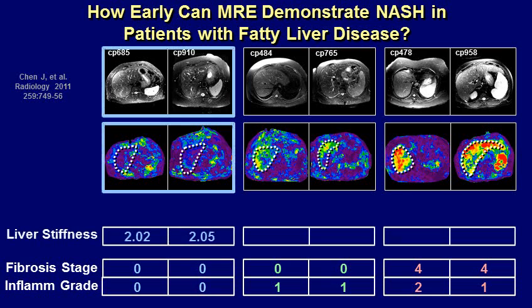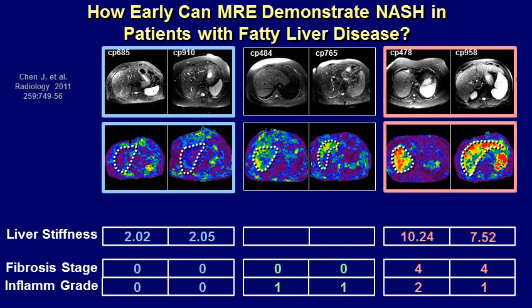Let's first look at patients on the left who had normal liver stiffness values of around 2 kilopascals. And you can see that the biopsy results here, as expected, showed no fibrosis and no inflammation. On the right, you have two patients who have very high liver stiffness, 10 kilopascals and 7 kilopascals respectively. And in the biopsy, we can see that there was advanced fibrosis, stage 4, and the presence of inflammation.